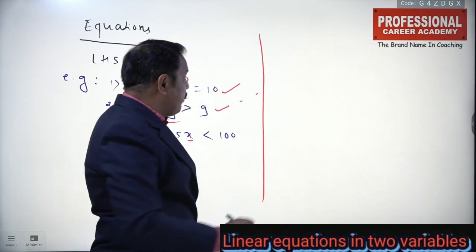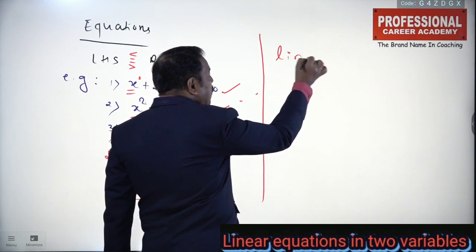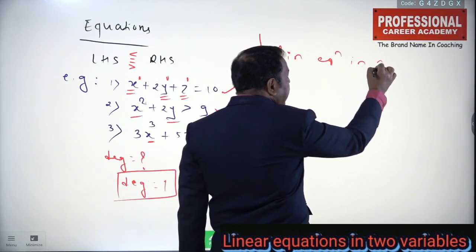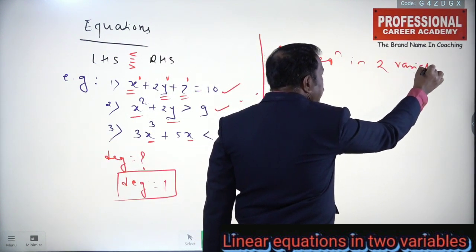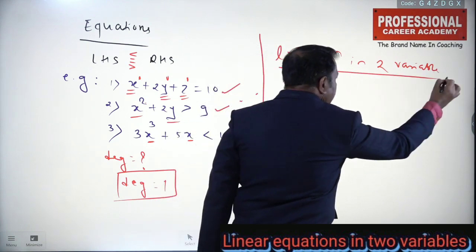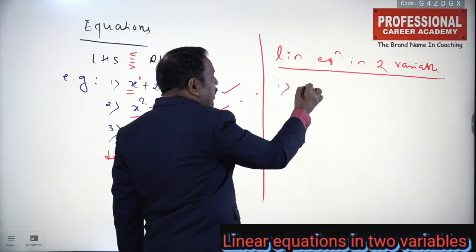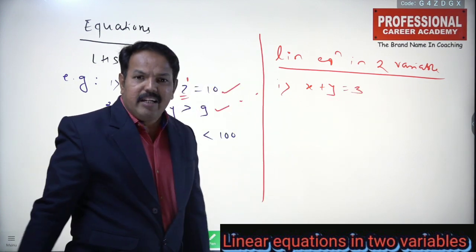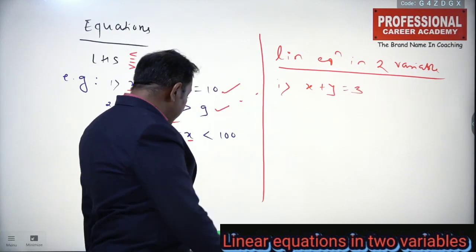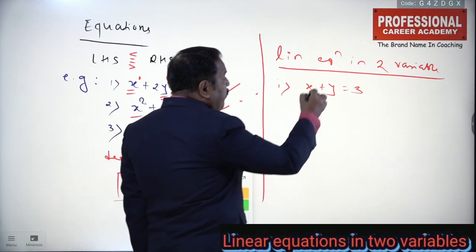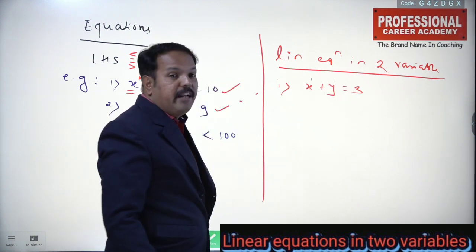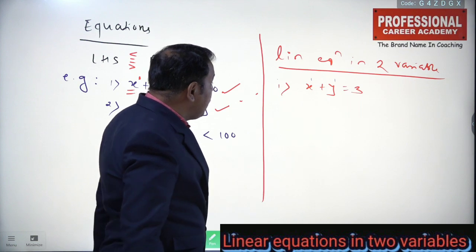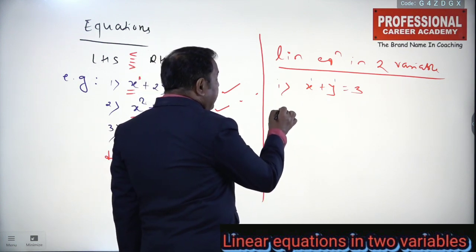So here, we have to study linear equations in 2 variables. For example, what are the linear equations in 2 variables? For example, x plus y is equal to 3. Is it a linear equation? Yes. Why? Because the degree of the equation is 1. That's why it is called a linear equation. How many variables are there? 2 variables are there.